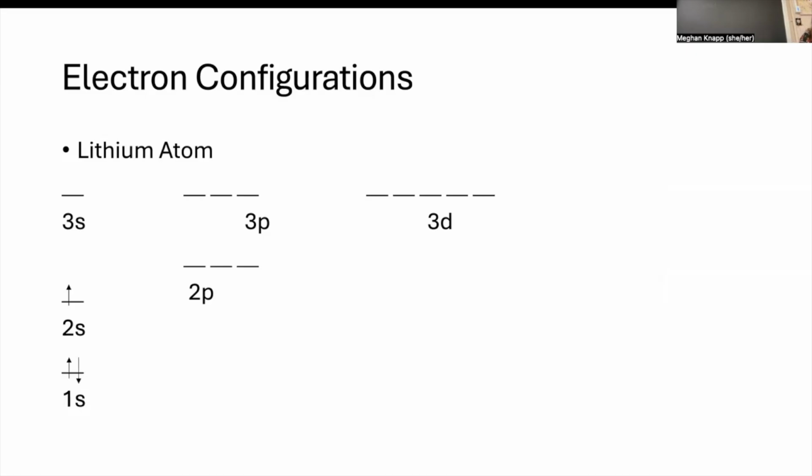And I think this was the slide where I forgot to put the configuration on. Let me see. Yeah. Okay, so the configuration for this is this: 1s2, 2s1.